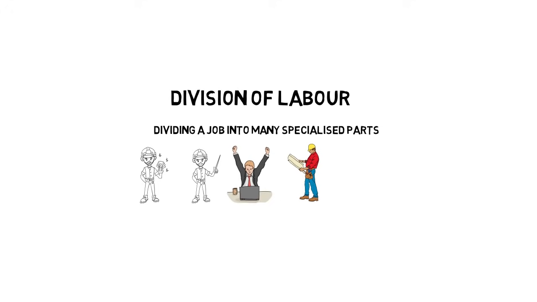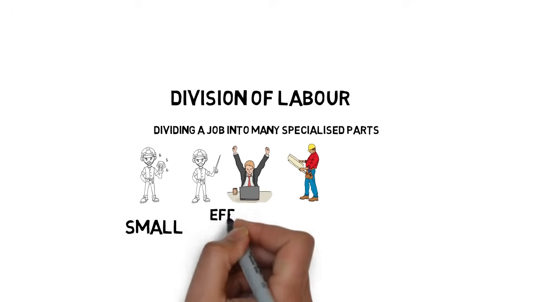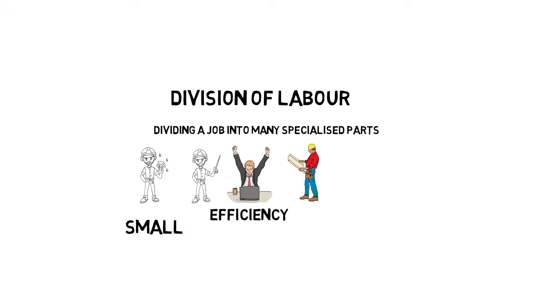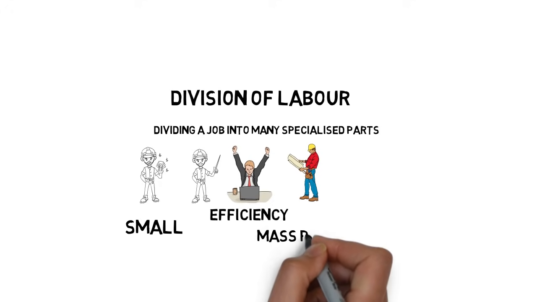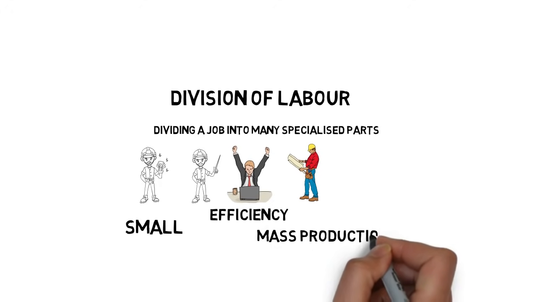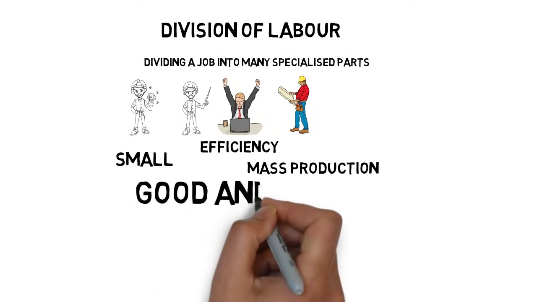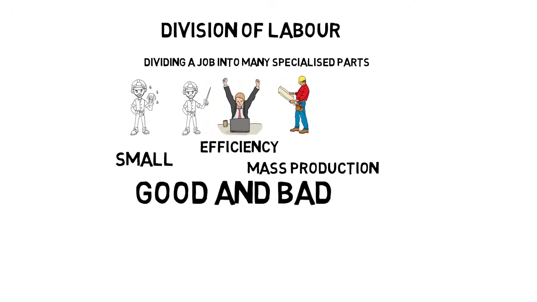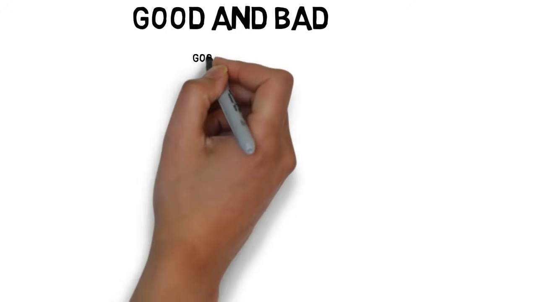If workers can concentrate on one small aspect of production, this increases overall efficiency. Workers within a company become specialized in that specific area or task assigned to them. Division of labor is very important to mass production. However, there are good and bad sides to this, just like everything else in business.